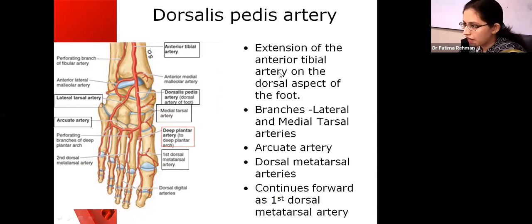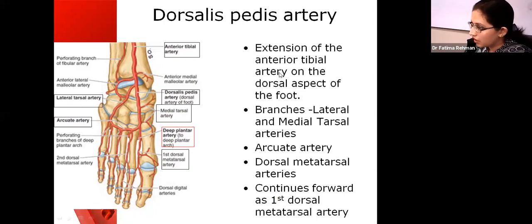First dorsal metatarsal artery is the continuation of the dorsalis pedis artery. Dorsalis pedis, not the arcuate artery. It is not the continuation of the arcuate artery. The first dorsal metatarsal artery is actually the continuation of the dorsalis pedis artery.